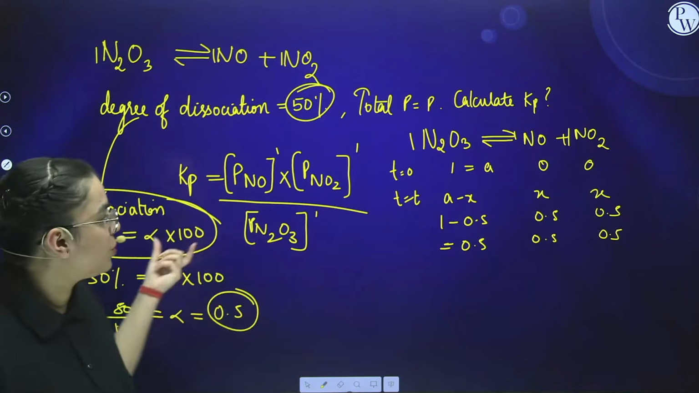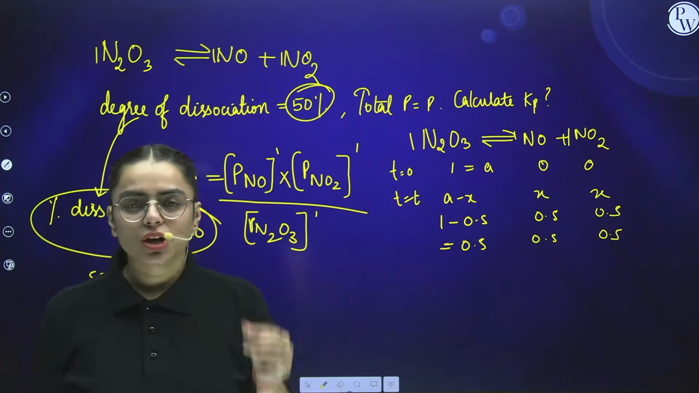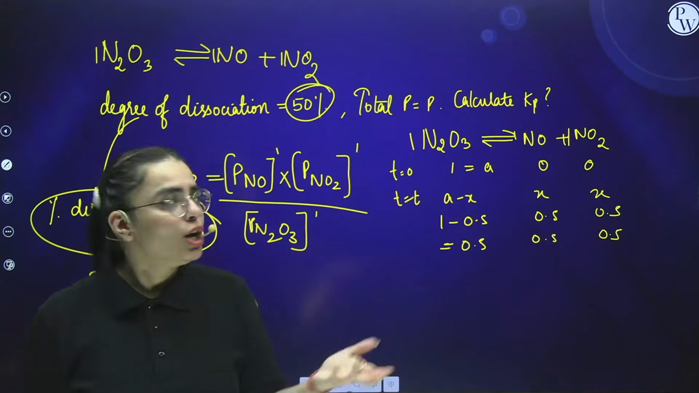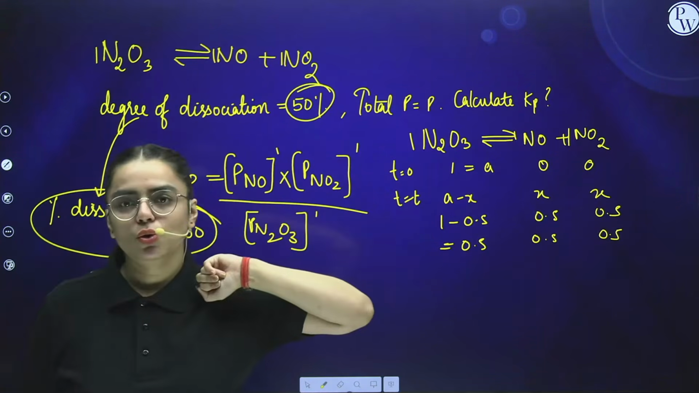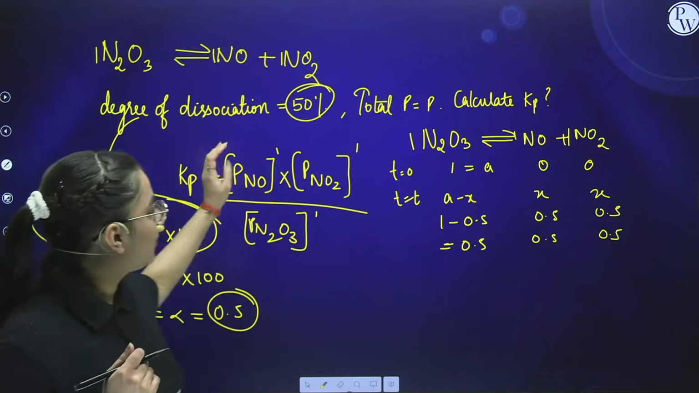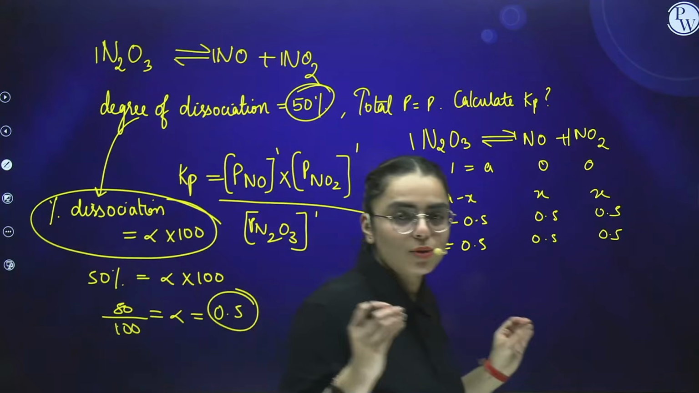You just have to equate in this formula the partial pressures, and to calculate partial pressure you have to take the number of moles of the component divided by total number of moles into the total pressure. Total pressure is given to you as P. Is it clear? Was it simple? So you can directly equate all of these and you can find out your answers, students.